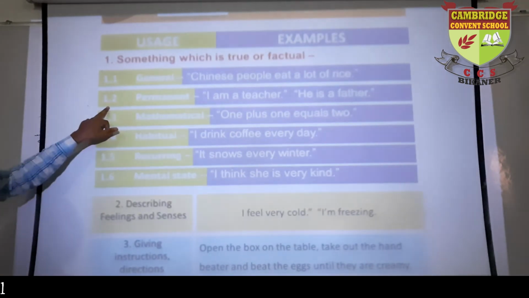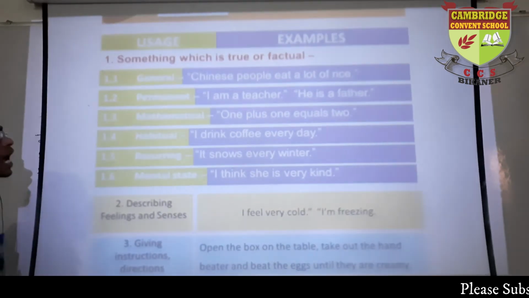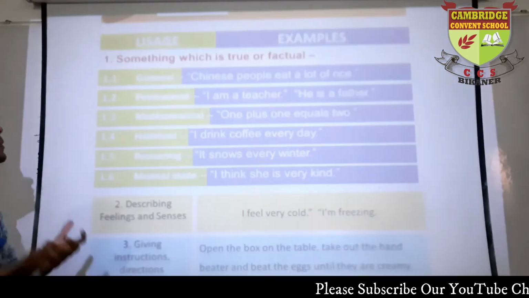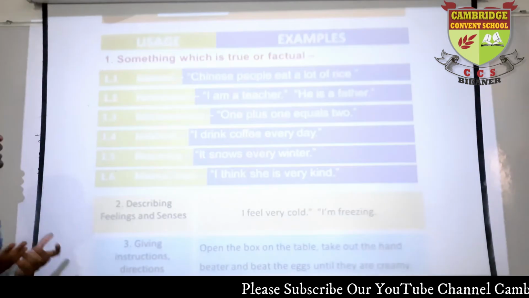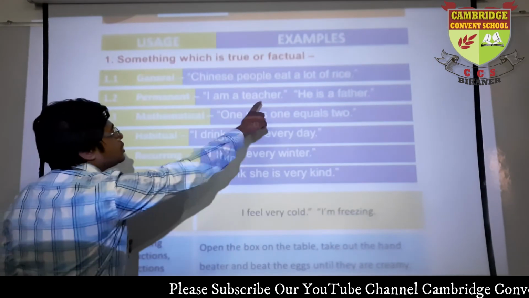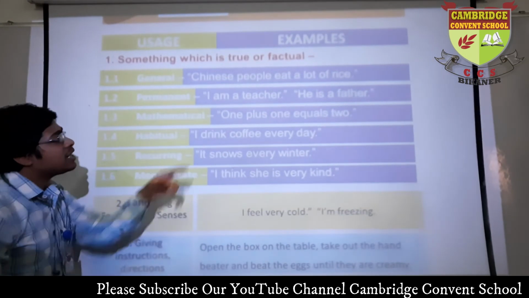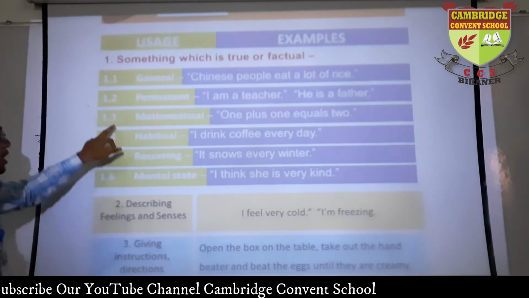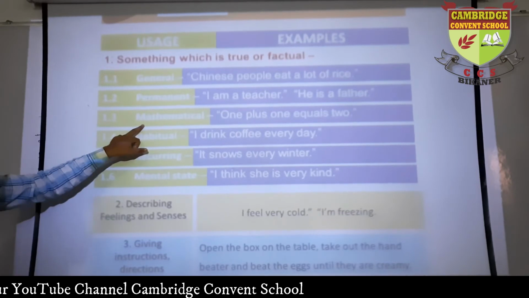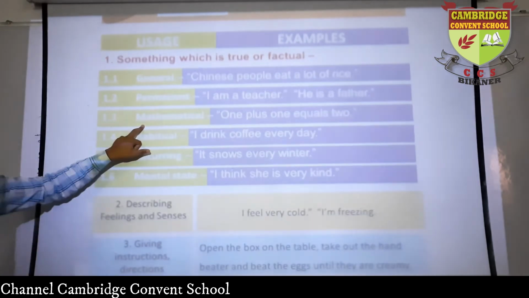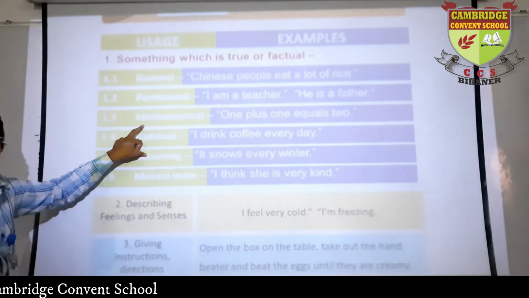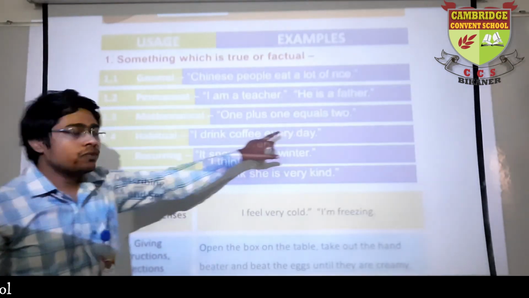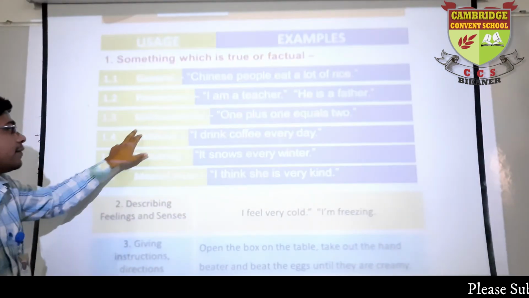For 1.2, permanent action: I am a teacher. He is a father. For a profession or a permanent action we use the present indefinite tense. Here it is a profession and it is a permanent thing. In the third, 1.3, mathematical: for concepts and principles we use the present indefinite tense. 1 plus 1 equals 2 comes in the present indefinite tense.